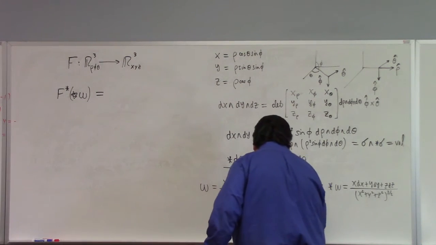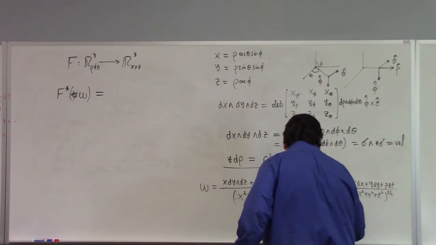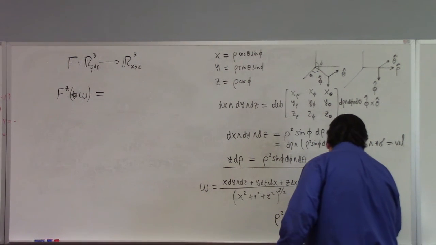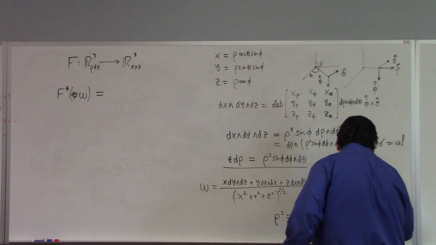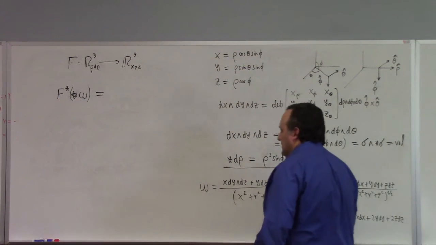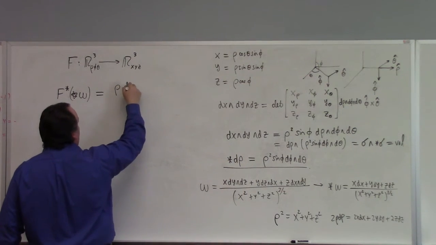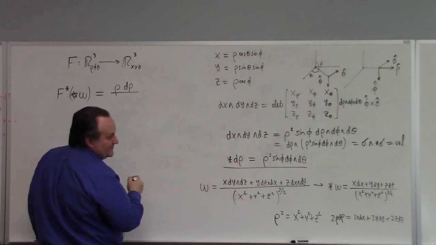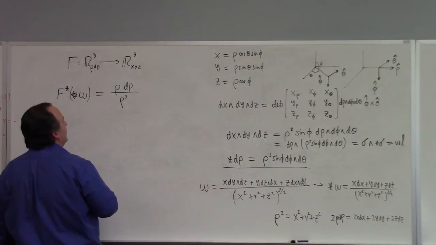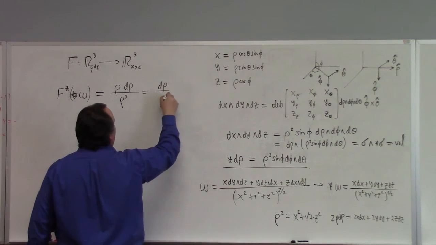Notice that rho squared is x squared plus y squared plus z squared. So 2 rho d rho is 2x dx plus 2y dy plus 2z dz. In other words, the numerator of that is straight up rho d rho, and the denominator is rho cubed, yeah? So lo and behold, we have d rho over rho squared.